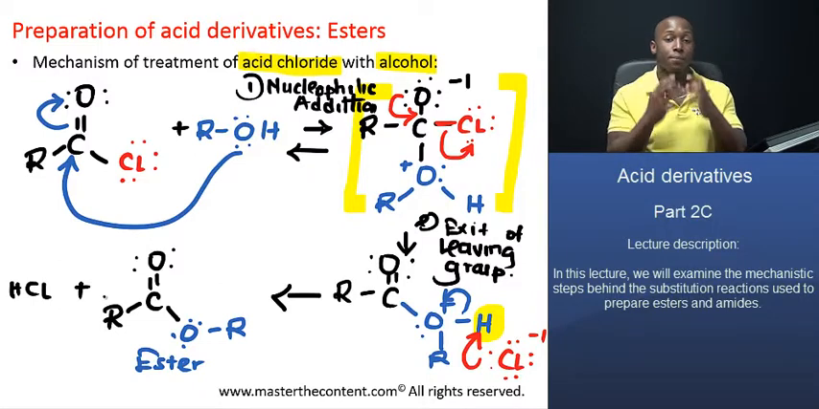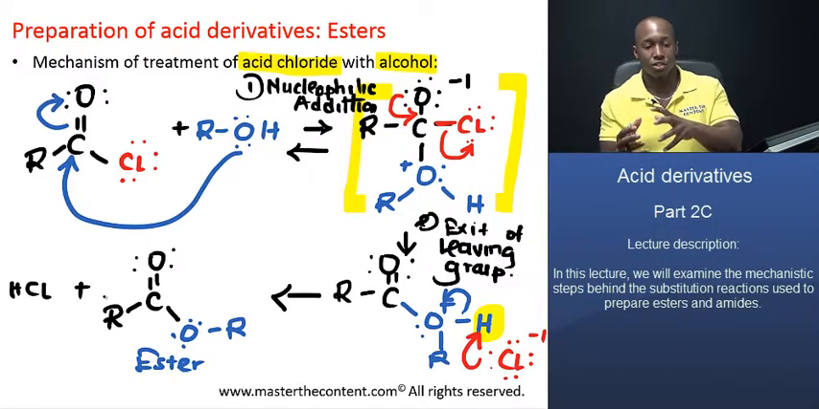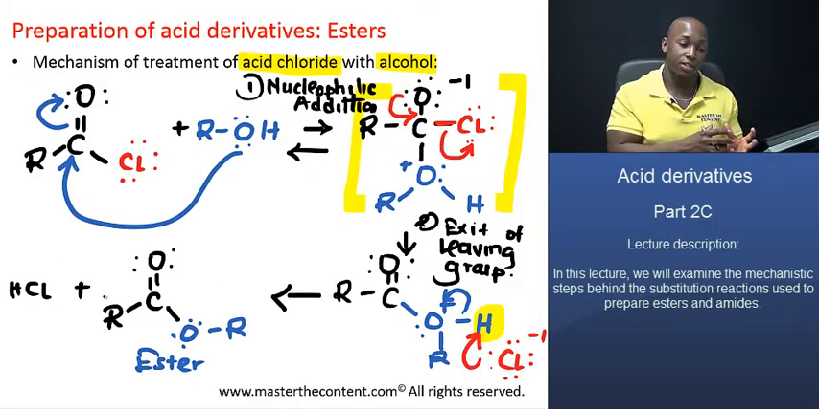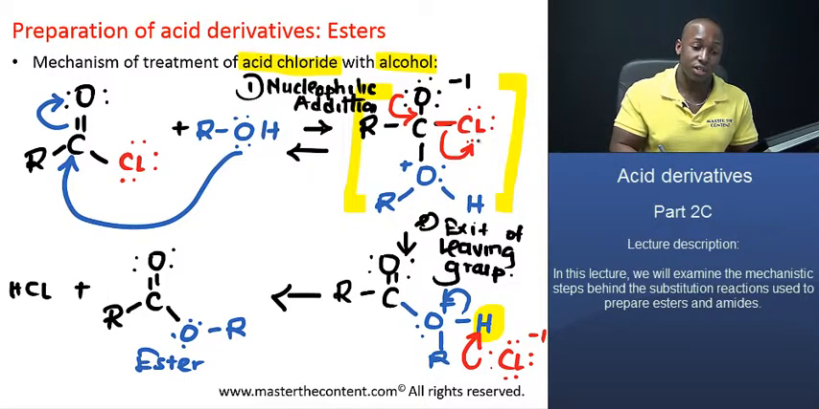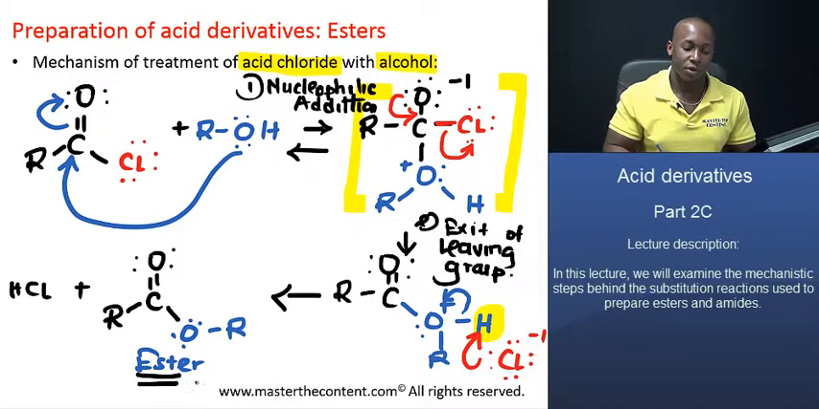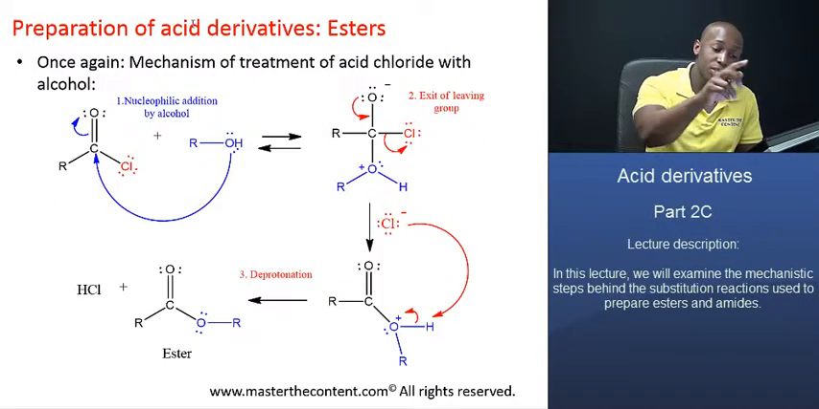Again, this is basically an addition-elimination reaction. It's basically a nucleophilic acyl substitution reaction. What happens initially is after addition has occurred, our intermediate will then collapse to restore the carbonyl group and eliminate the leaving group, which then deprotonates that intermediate to form our final product. So let's go over that one more time.